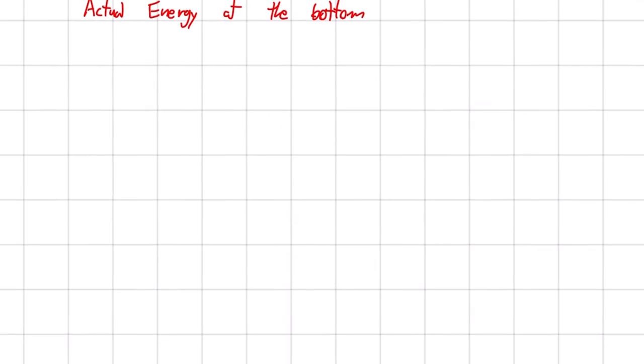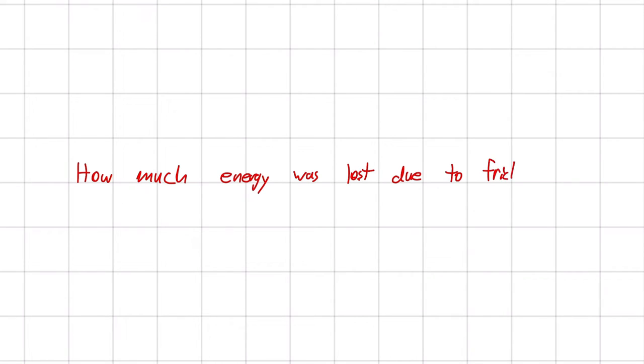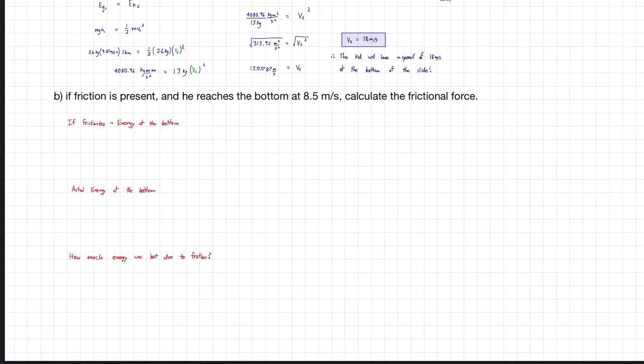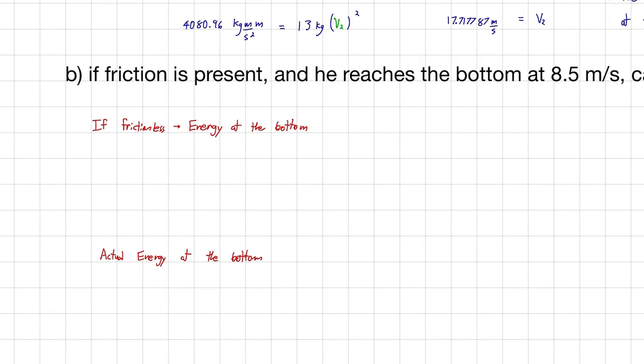So that's going to be the actual energy at the bottom using this speed here. And then when we subtract the two, we'll be able to answer the question of how much energy was lost due to friction. And then once we know how much energy was lost due to friction, we'll be able to calculate the frictional force. So let's walk through this together.